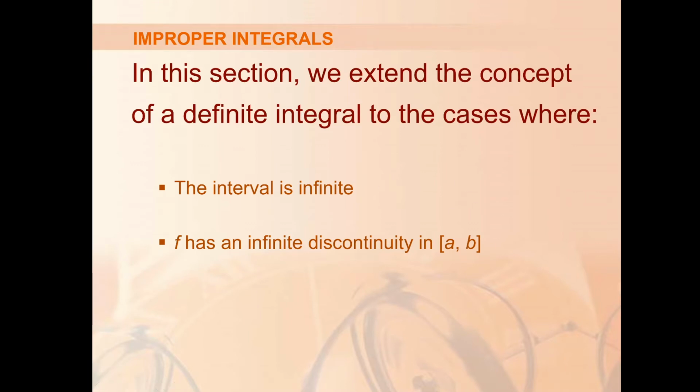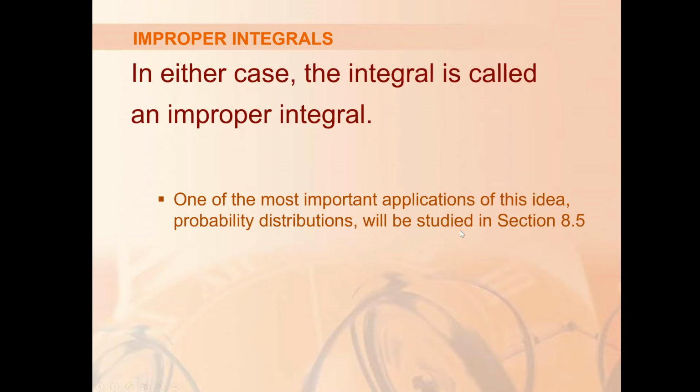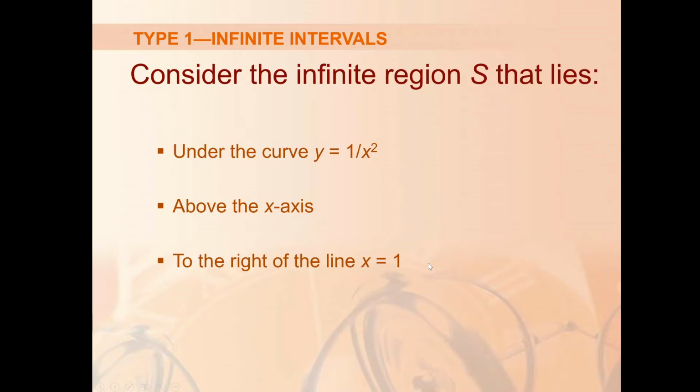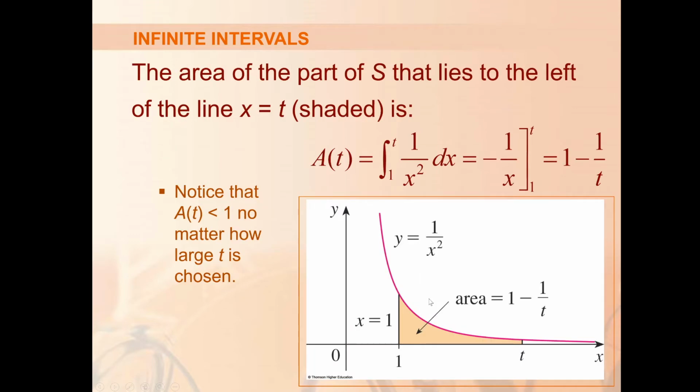So let's say that f has an infinite discontinuity in the closed interval a to b. This integral is called an improper integral, for example, like exponential growth and decay functions. Once you try to find the area under the curve, the tail goes all the way to getting close to 0, or getting close to the horizontal asymptote. So you see that. Or here's another example: under the curve y equals 1 over x squared, which is the graph I'm going to show you later. We want to find the area above the x-axis to the right of the line x equals 1. So let's take a look at the graph here.